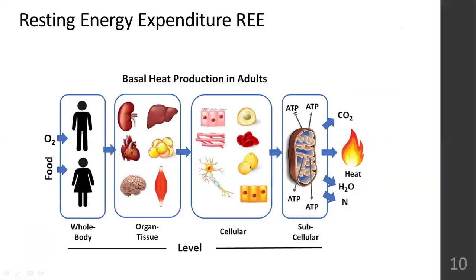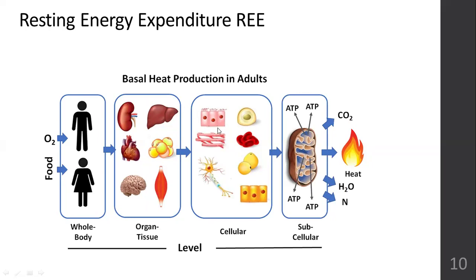So resting energy metabolism, as we have discussed earlier: you eat food and you take in oxygen. Each and every organ in your body produces heat, because in each and every organ of your body, energy is produced. As a byproduct of energy, heat, carbon dioxide, water, and nitrogen are released from the cells. If you look at this image, each organ system, their cells may be different.